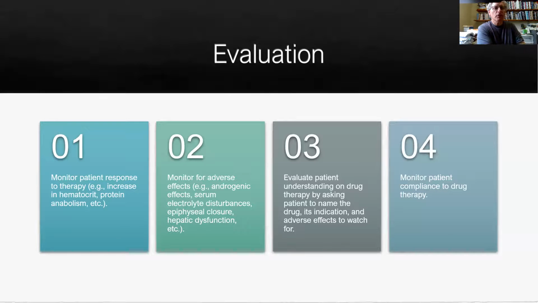So, to determine if it's working, monitor patient response to therapy. Look for increased hematocrit. Look for increased protein anabolism, increased muscle mass, things like that. Two, monitor adverse effects: androgen-related effects, serum electrolyte disturbances, epiphyseal closure, hepatic dysfunction, things like that. Evaluate patient understanding of drug therapy and monitor patient compliance with drug therapy.